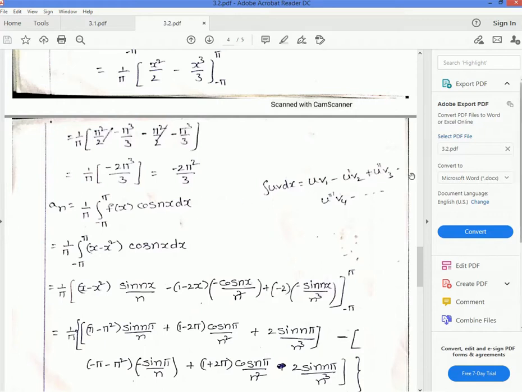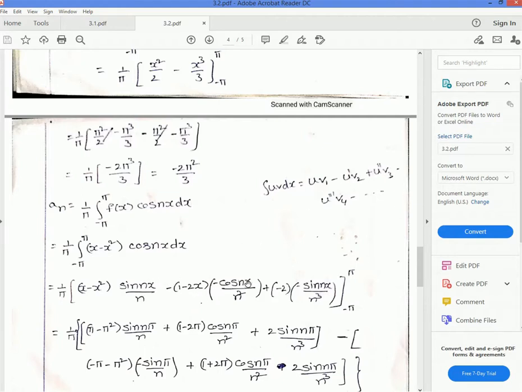So choose u and v: since x minus x square is an algebraic function and cos n x is a trigonometric function, let us take u as x minus x square and v as cos n x dx, using the order inverse trigonometric, algebraic, logarithmic, trigonometric and exponential. So u is x minus x square, and v1 is the integration of v, cos n x. What is the cos n x integration? Sin n x by n, minus u dash, the derivative of u: derivative of x is 1, derivative of x square is 2x, into v2. v2 means the integration of v1. What is v1? Sin n x by n.